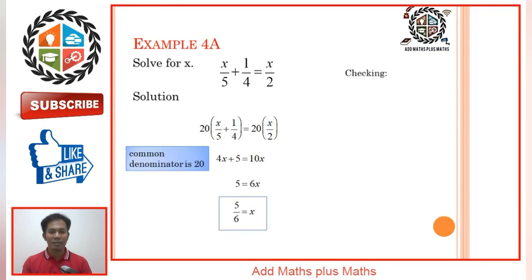Okay? Next. I-check po natin yan by substituting the values of the x on our equation. Okay, so 5 over 6 po yung x. Etong x na to at saka x na ito, pinalitan ko po ng 5 over 6. Okay, 5 over 6 divided by 5 will be 5 over 30. 5 over 6 divided by 2 will be 5 over 12.